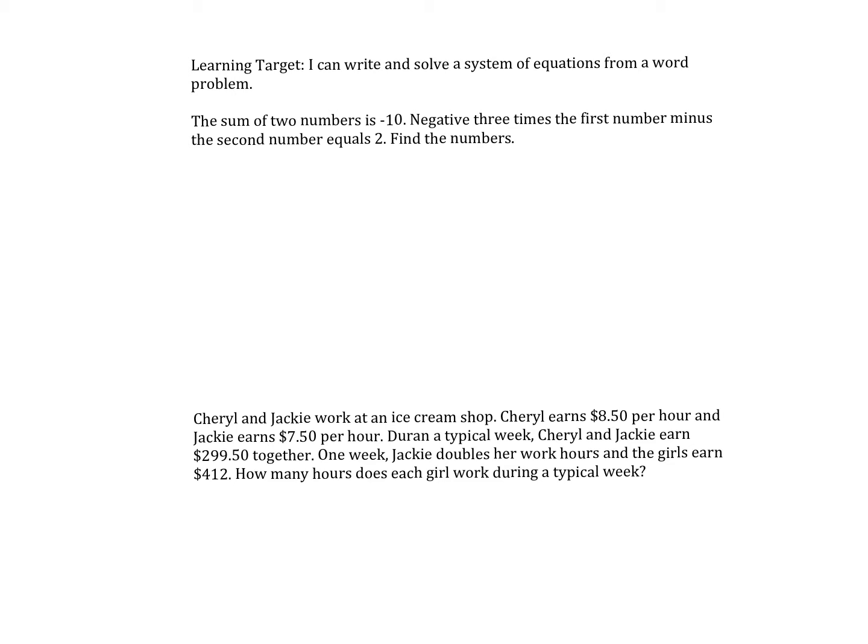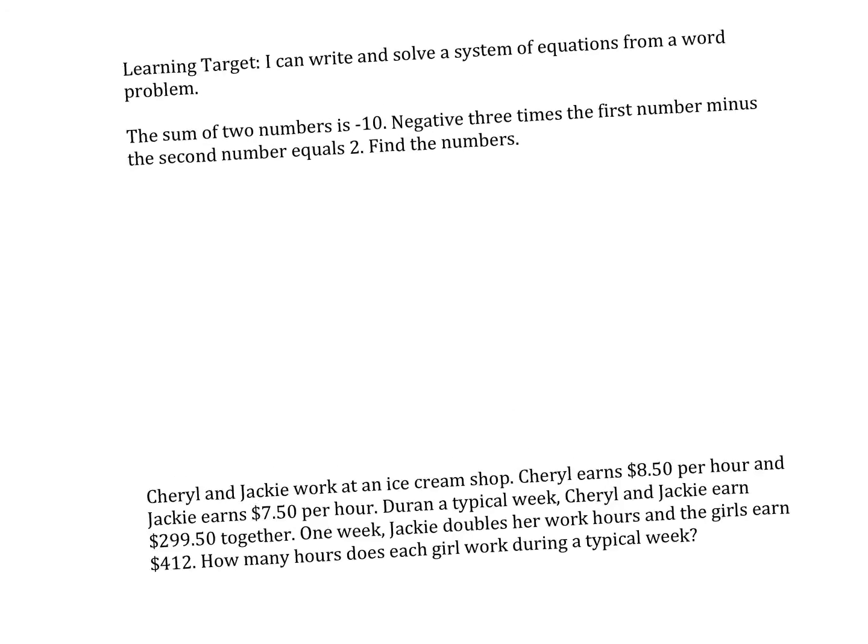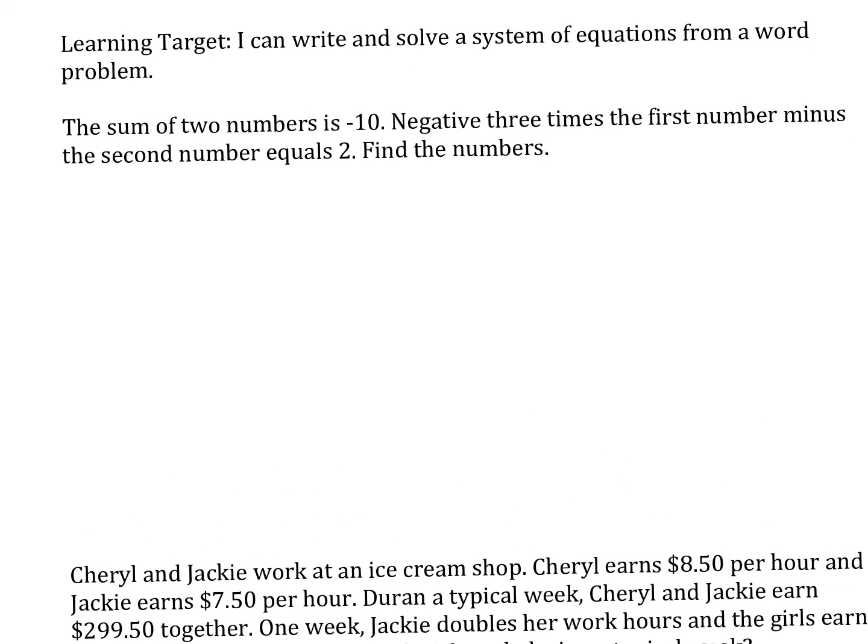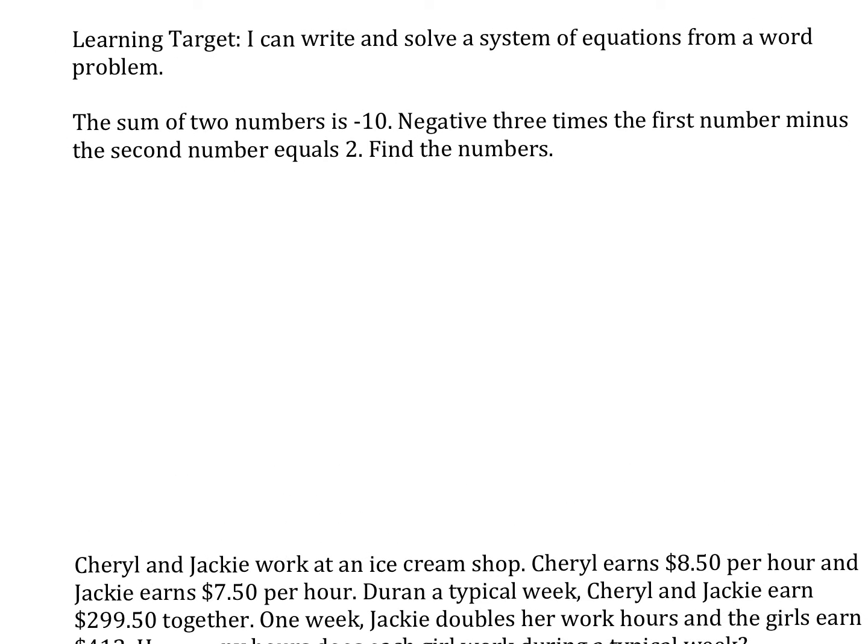Our learning target for today is I can write and solve a system of equations from a word problem. So we're going to be given a word problem and then we'll have to write the system of equations and then solve it. Okay, so for our first problem here, we have the sum of two numbers is negative 10. Negative 3 times the first number minus the second number equals 2. Find the numbers.